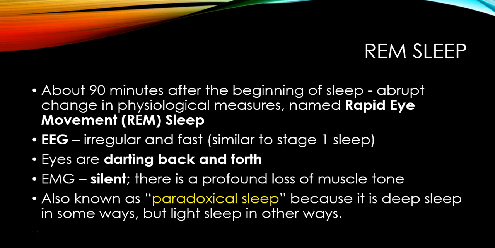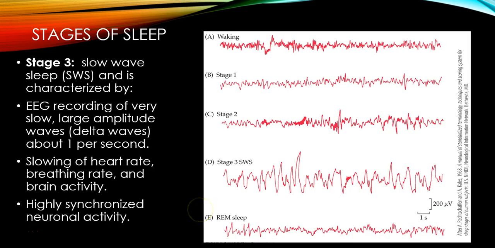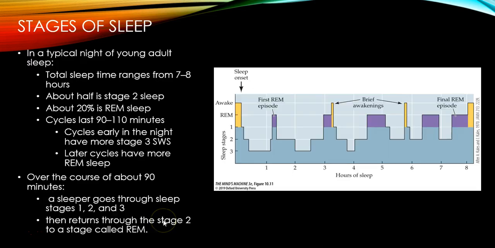Well, their EEG, the brain waves, become very irregular and fast, similar to stage 1. I'm going to bring this back. Here's REM sleep. And up here is stage 1, and you can see they look very similar. So the brain gets very active again instead of that very slow, calm, deep sleep. It's very, very active again.